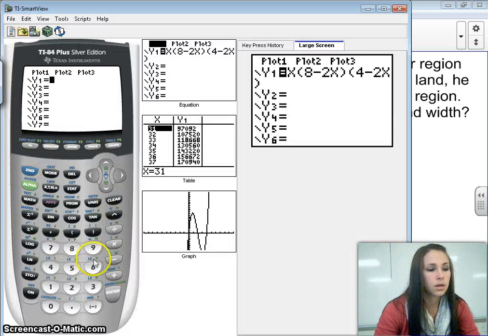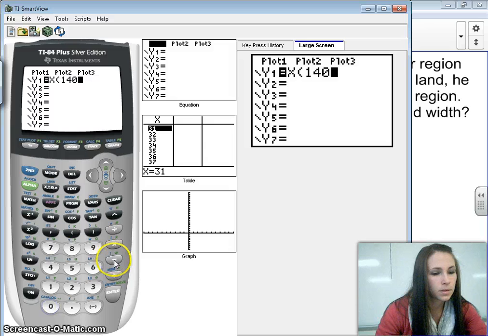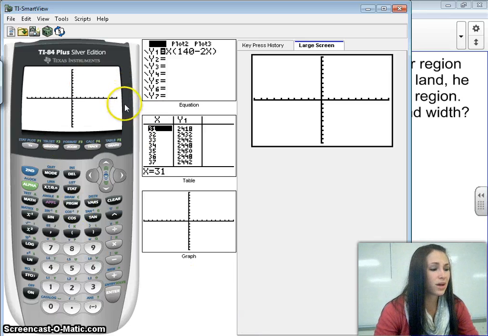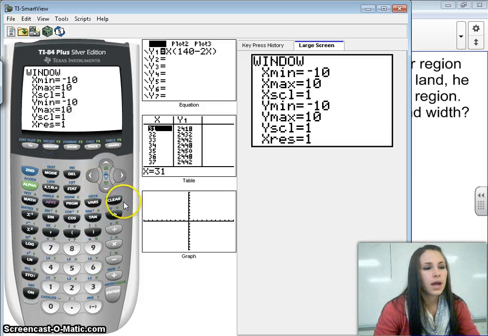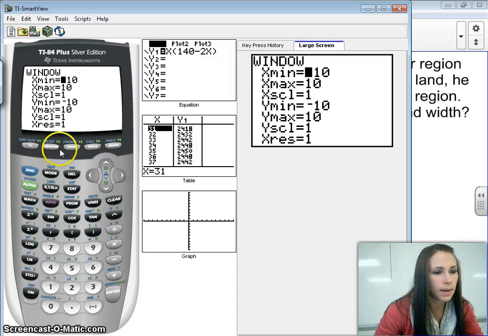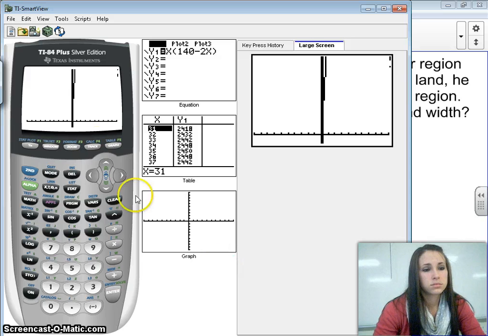So I'm going to clear that out. X times (140 minus 2X). And then I'm going to zoom 6. I'm probably going to have to change this a bit. I don't see anything. Okay, so if you don't see anything there, then you can try zoom fit. I know that the maximum area is going to happen up higher, so I'm going to make that Y max a little bit higher. This is something where you kind of have to just play around with it. I'm going to try 100 and see if I see anything. Okay, there's a little bit.